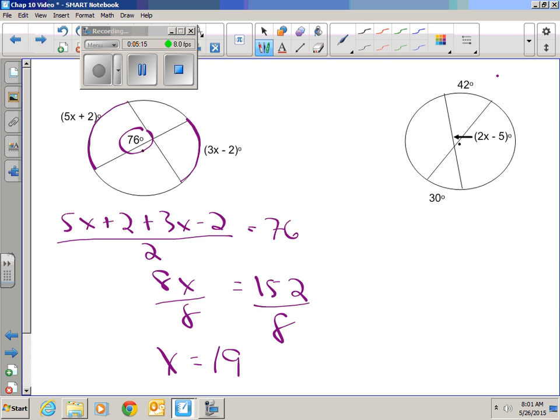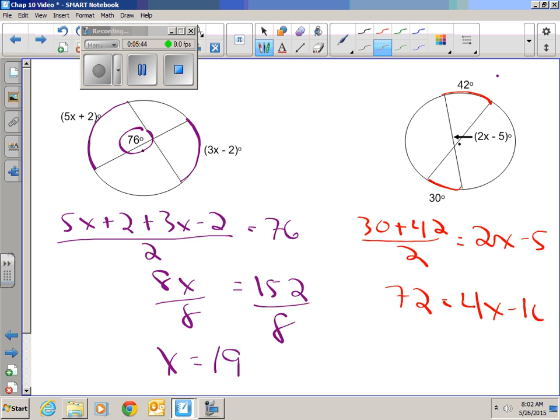And for this one, I know that my angle is equal to half the sum of its arcs, so 30 plus 42, all divided by 2, is equal to 2x minus 5. I'm going to add these up, so I get 72 on the left, and I'll multiply the right side by 2 to get rid of my fraction, so 4x minus 10. Now 4x is equal to 82, so therefore x is equal to 20.5. Voila.